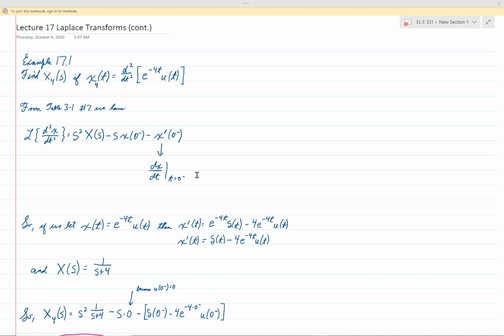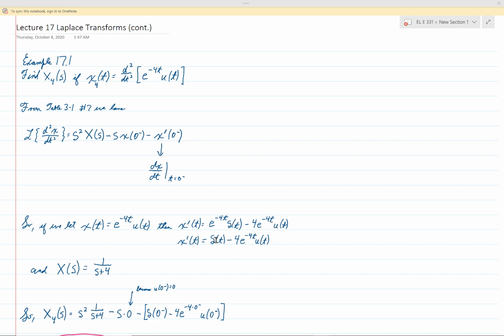So let's see how we would use this formula to evaluate this Laplace transform of this term. Okay, well, we're going to let this term in brackets, e to the minus 4t u of t, be x of t. And so according to this formula, we need little x of 0 minus and x prime of 0 minus. Well, x prime of t, we use a product rule, and so we get the first times the derivative of the second plus the second times the derivative of the first.